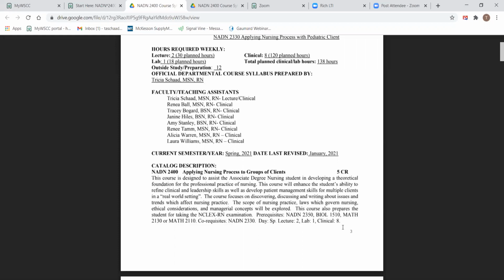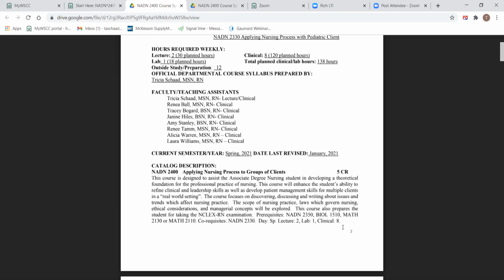As the description states, the course is designed to assist the associate degree nursing student in developing a theoretical foundation for the professional practice of nursing. This course will enhance the student's ability to refine clinical and leadership skills, as well as develop patient management skills for multiple clients in a real-world setting. The focus of the course is on discovering, discussing, and writing about issues and trends which affect nursing practice. The scope of nursing practice, laws which govern nursing, ethical considerations, and managerial concepts will be explored. This course will also prepare you for the NCLEX-RN exam.